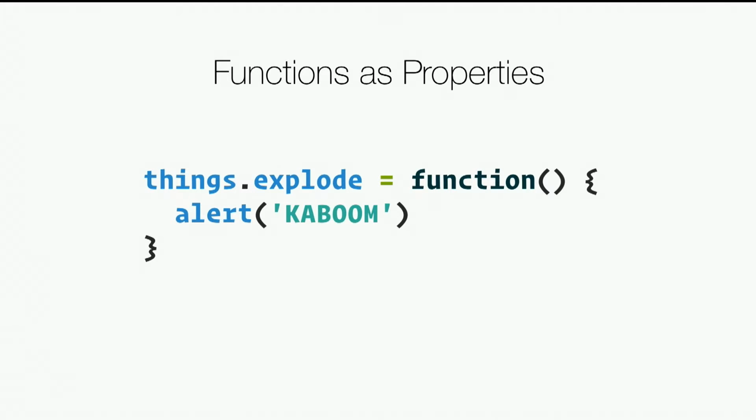Functions as properties. Properties aren't even limited to those things. Arrays and strings and numbers and stuff. They can even be functions. So we did that yesterday, didn't we? And we did it inside the literal, I think, as opposed to like this, but same thing. Now things has a method called explode, equal to that function. What do I mean by method? A method is simply a function that is a property of an object.